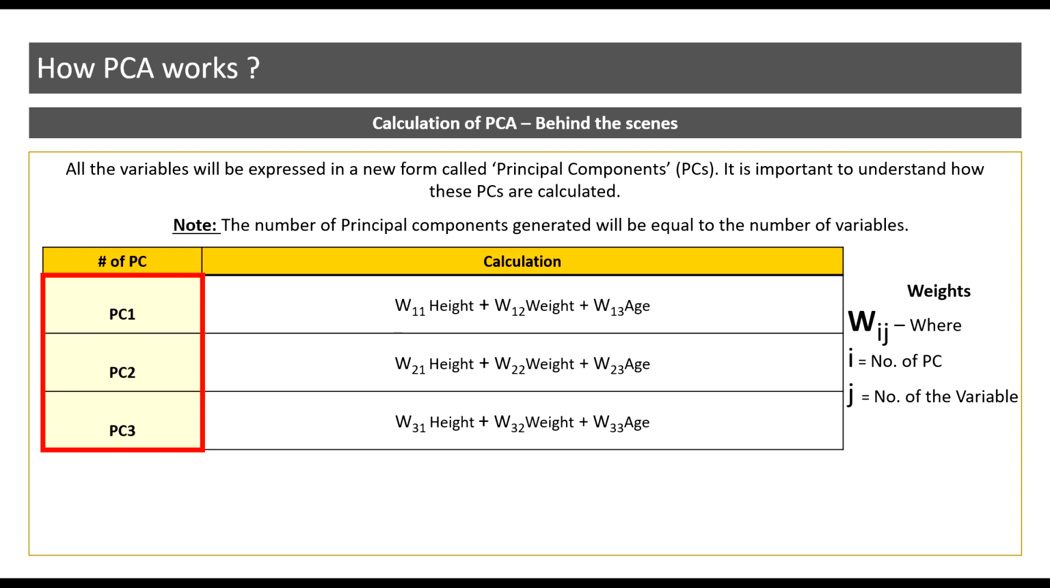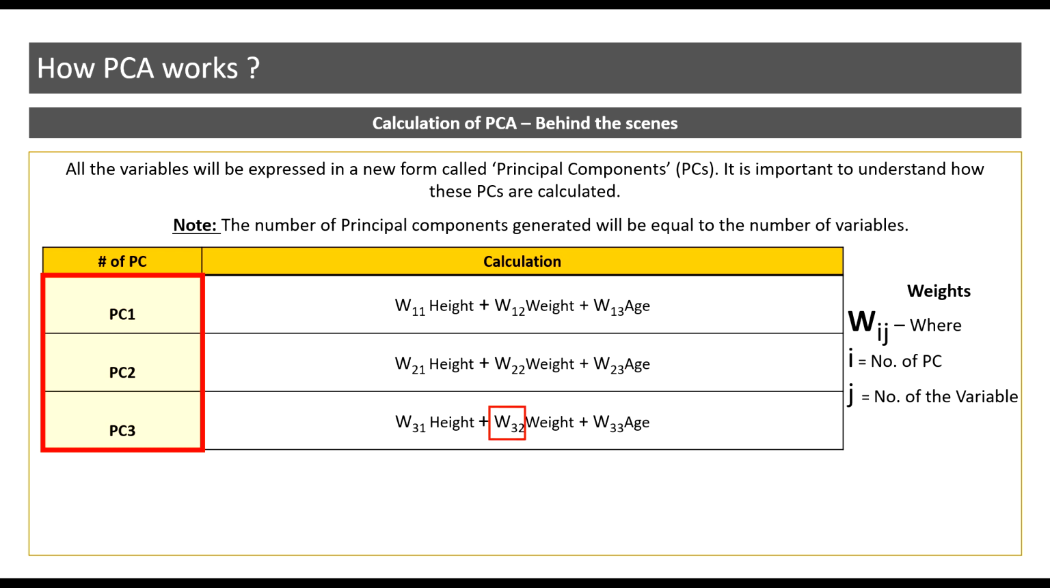Now let us take a look at another example. Let us see what W23 means. Here, i equal to 2 stands for the second principal component, that is PC2. And j equal to 3 stands for age, as age happens to be the third variable here. Hence, W23 suggests how much or what portion of age is loaded into PC2.